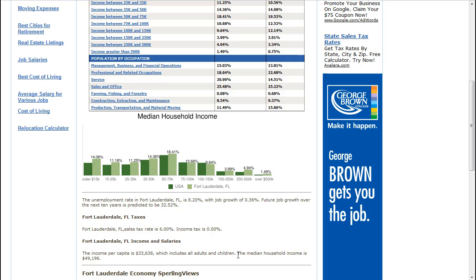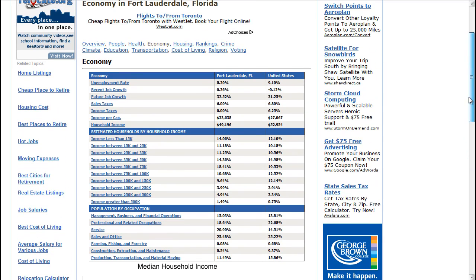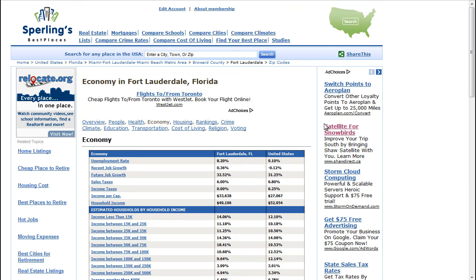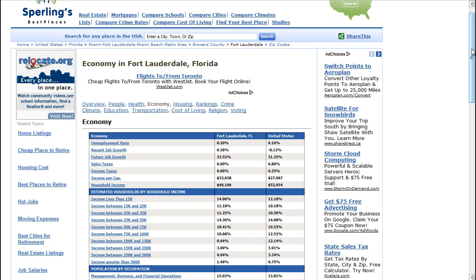So here we can see the median household income is $49,000. Now we wanted that to be about $70,000. So it looks like in this area here that the housing seems to be a little bit more overpriced than what we would be hoping for. Now that doesn't mean to say that there are no good deals in Fort Lauderdale by any means, but just again, when we're just evaluating the market as a whole, it's something for us to look at.